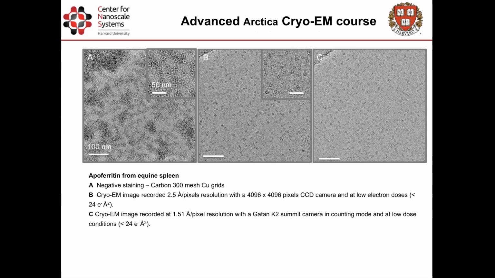For the advanced Arctica Cryo-EM course, we use Apoferritin, and this is the one which came out of the bottle as sent from Sigma. This is horse spleen Apoferritin, and you can see you cannot actually zoom the direct electron camera images because you won't see anything more. These are the CCD images.